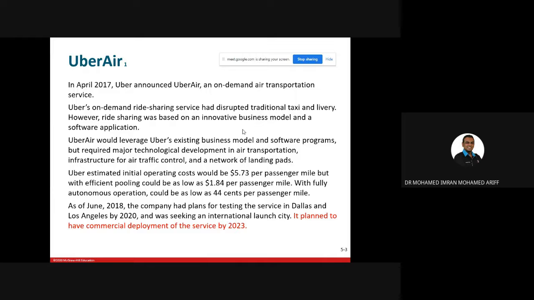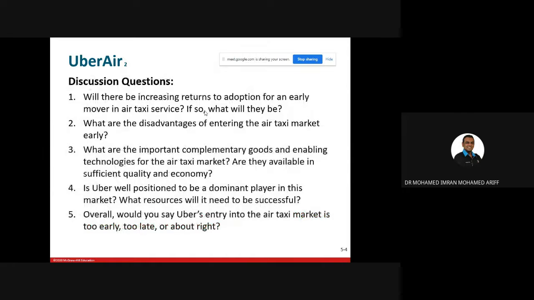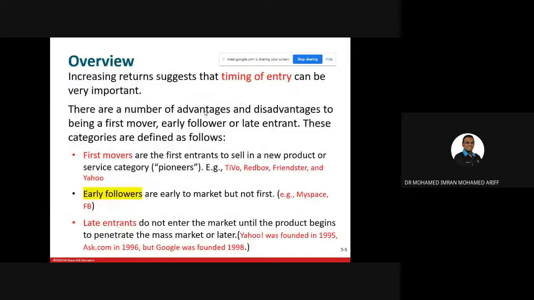Okay, so when you're talking about timing, there are certain things that you need to highlight. When is the right time? Okay, so there are a few types of timing of entry, and there are a few advantages and disadvantages. Okay, so there are a few categories. Satu yang first movers, satu early followers, satu lagi late. Okay, first movers are those yang product or services yang first time ada, tak pernah ada dah. Sebelum ni tak pernah ada, tiba-tiba ada.